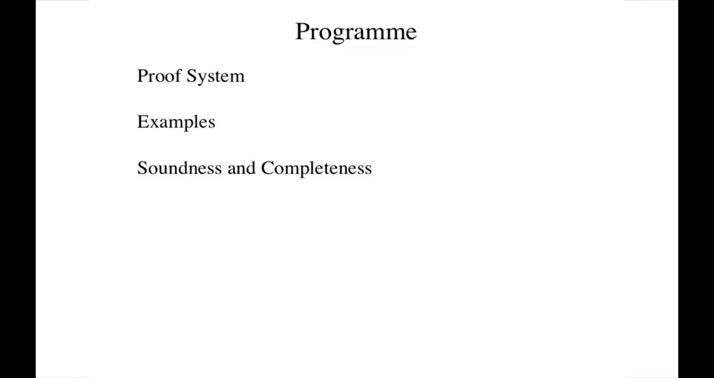In this lesson, we start by defining a proof system for Herbrand logic based on Fitch. We then illustrate the system with a few examples. And finally, we talk about the soundness and completeness of the proof system given various restrictions.